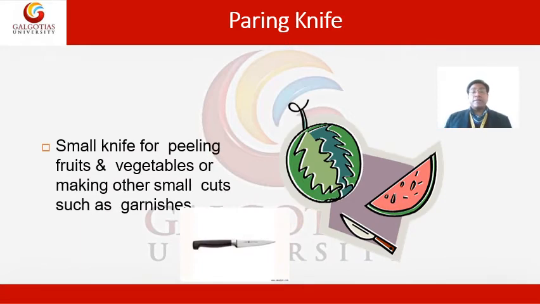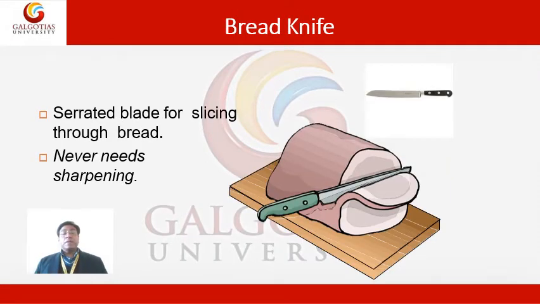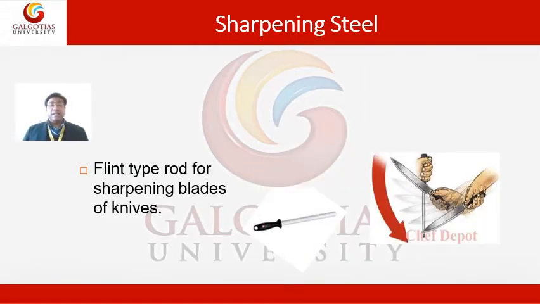Then we have a paring knife that is for cutting small fruits and veggies, lemon wedges, orange wedges and other things. It can be used for small cuts and garnishes, very handy. Then we have a bread knife, also known as a serrated knife, used for slicing breads, and it never needs sharpening. That's the best part of this. Then we have a sharpening steel, generally for honing of the knife.